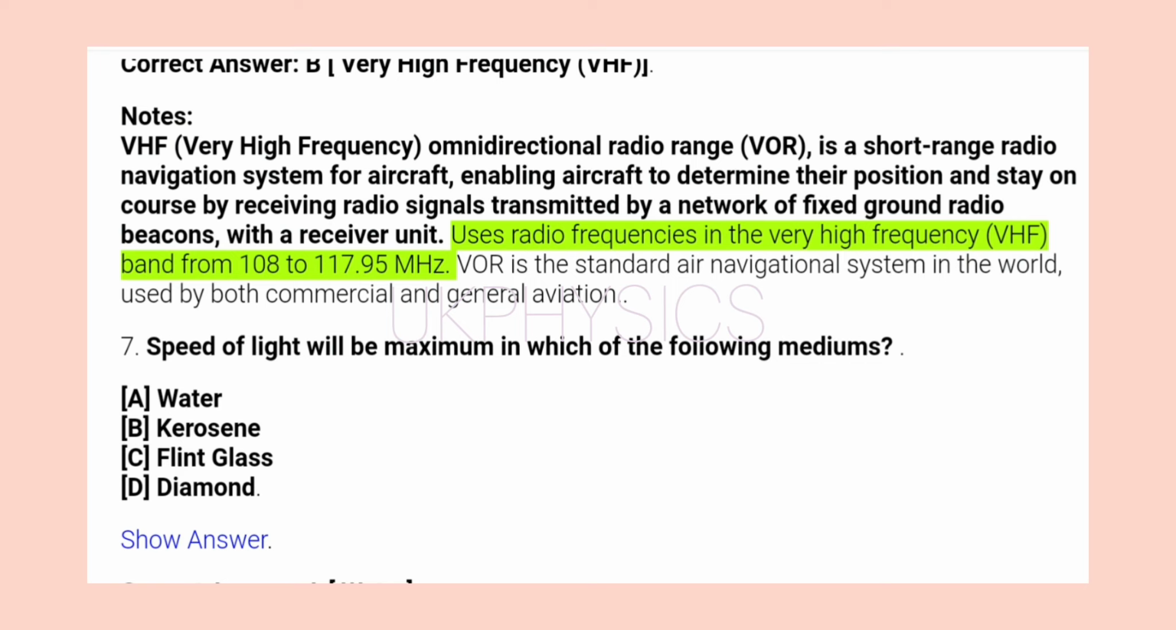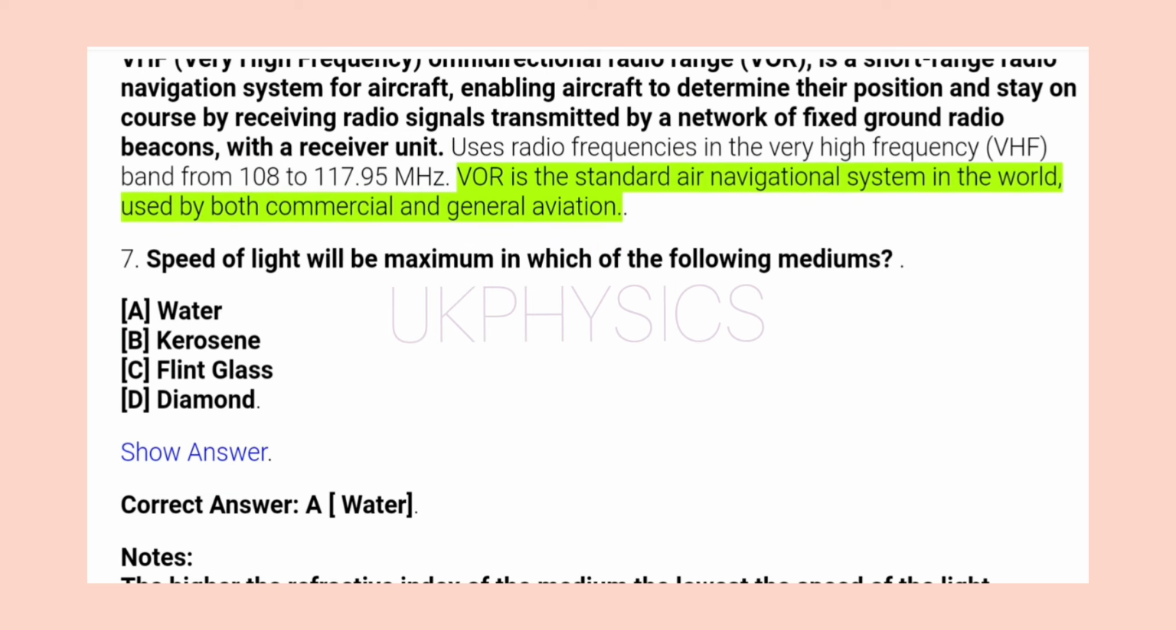Uses radio frequencies in the very high frequency VHF band from 108 to 117.95 MHz. VOR is the standard air navigational system in the world, used by both commercial and general aviation.